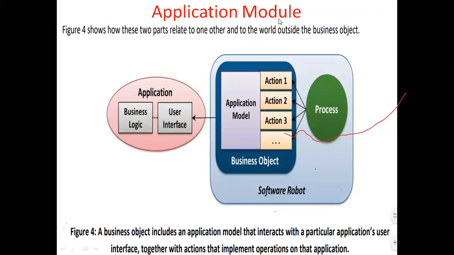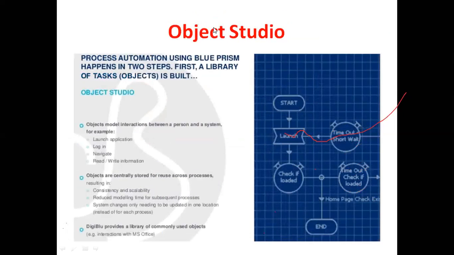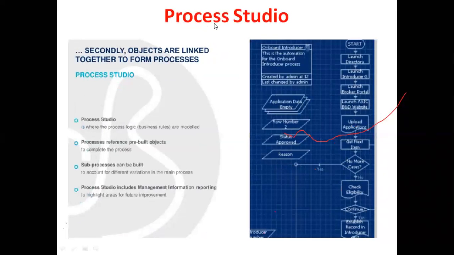Application module. Now we talked about two things. What are the two? One is Object Studio. In Object Studio, you are going to launch the application and log in and navigate and read the data, write the data. This all work you are going to do. This Object Studio, I cannot directly run in the application. What you have to do, you must keep it in the Process Studio.